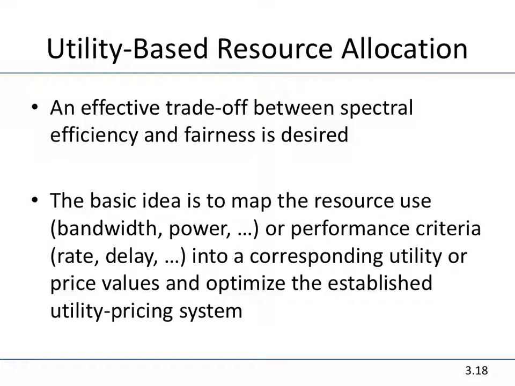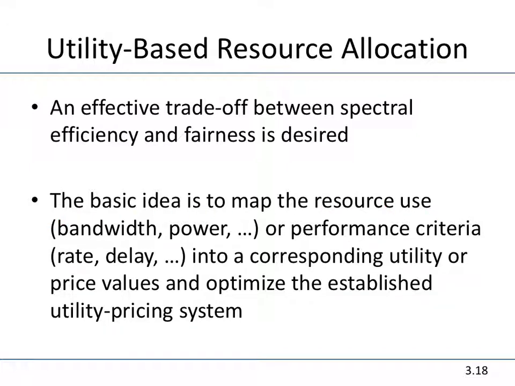So maximum throughput will give us the best aggregate throughput, and maximum fairness will give us the best fairness. Utility-based resource allocation tries to achieve the trade-off between the two, that is, the trade-off between spectral efficiency and fairness. So we need to incorporate the maximum aggregate throughput with some fairness criteria so that we can achieve the trade-off between the two.